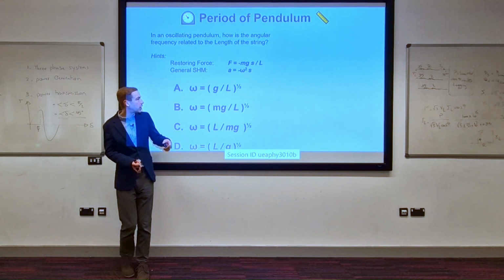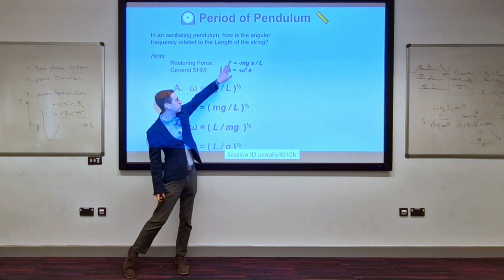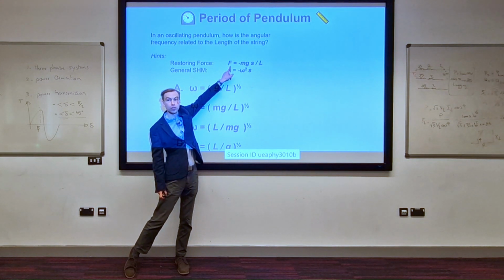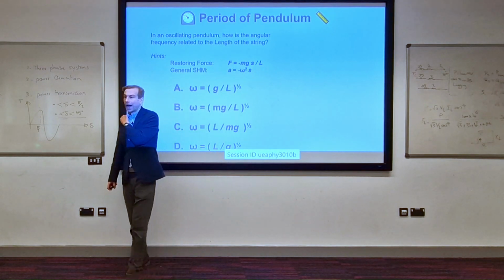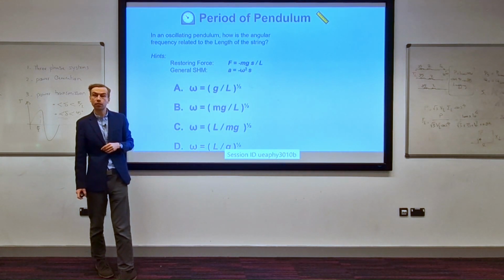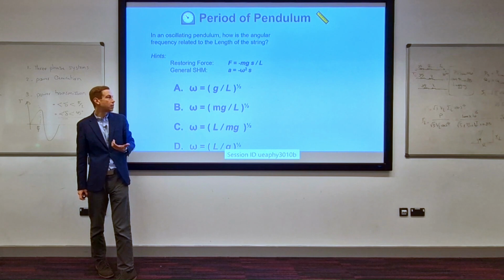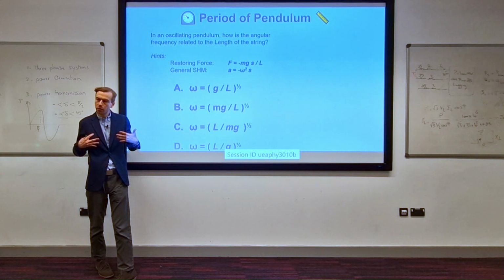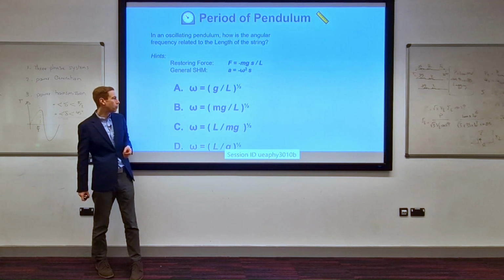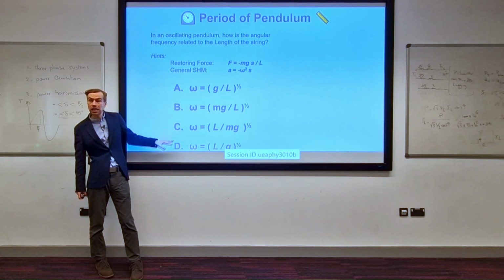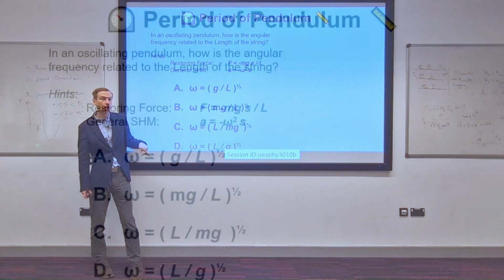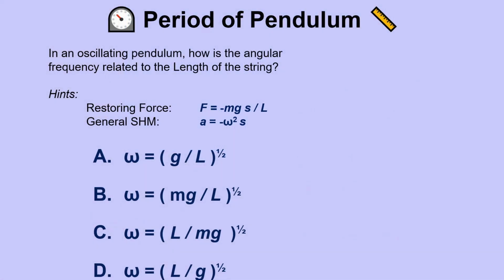Now the algebra gets a little bit tricky here, so do take your time working this out. But what we're going to think about is, if we know that this is the functional form of the restoring force, how can we work out what our angular frequency is for our pendulum? So we're making that same kind of comparison as before, but we're now solving it for the pendulum. So which of these options is going to tell us the angular frequency of our oscillating pendulum?